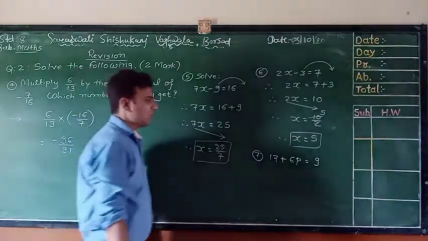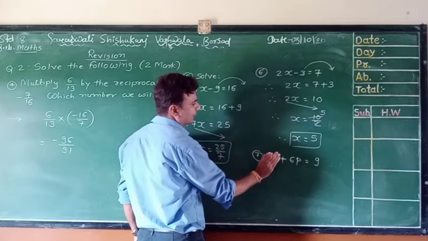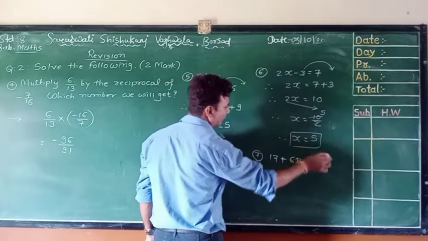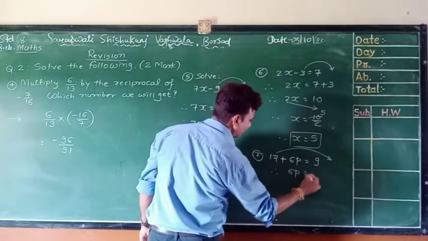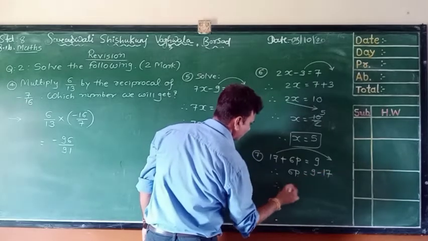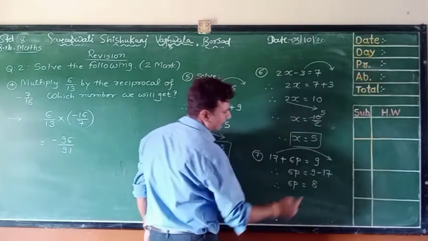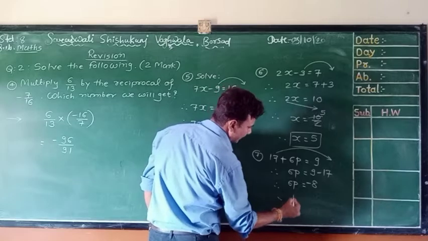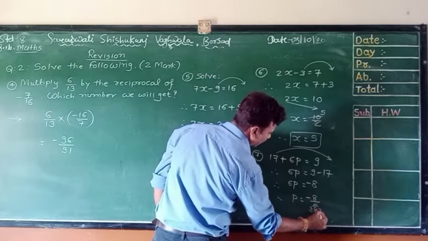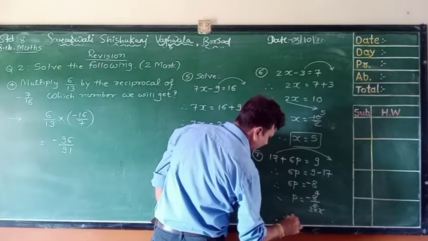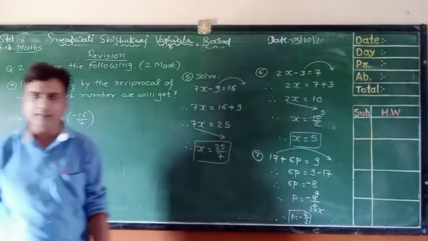Okay, beta? Now here 17 plus 6p equal to 9. So simple. First we will remove this 17. So we have to take this 17 from left side to right side. It will become minus 17. So 6p equal to 9 minus 17, which is 8, and the bigger term's sign is minus. Now 6 is going in downside. Minus 8 by 6. So 3 2s are 6, 2 4s are 8. So p equal to minus 4 by 3, this is the right answer.